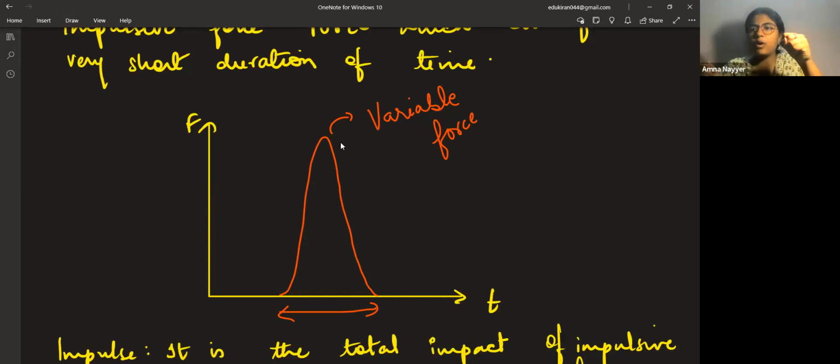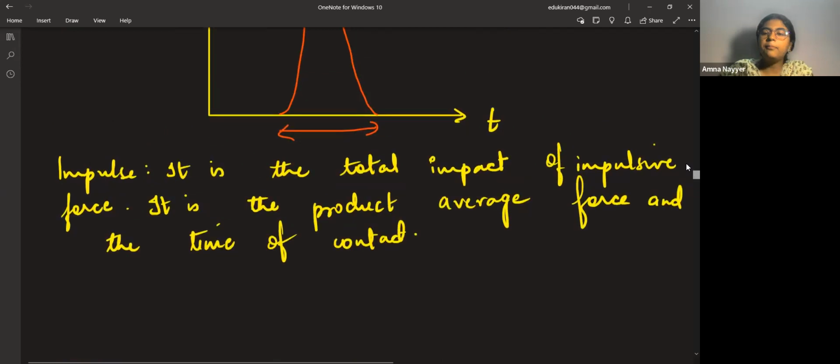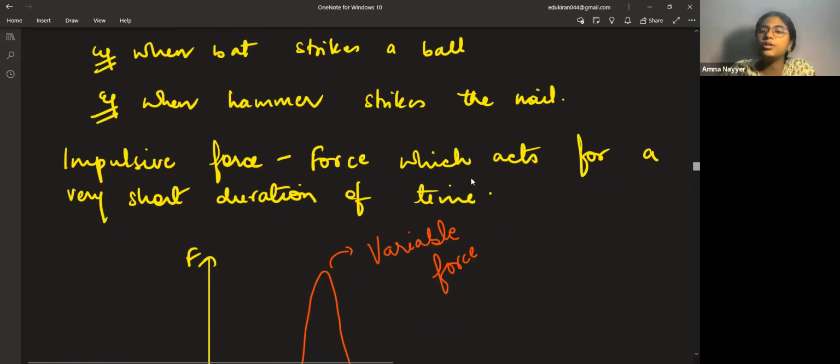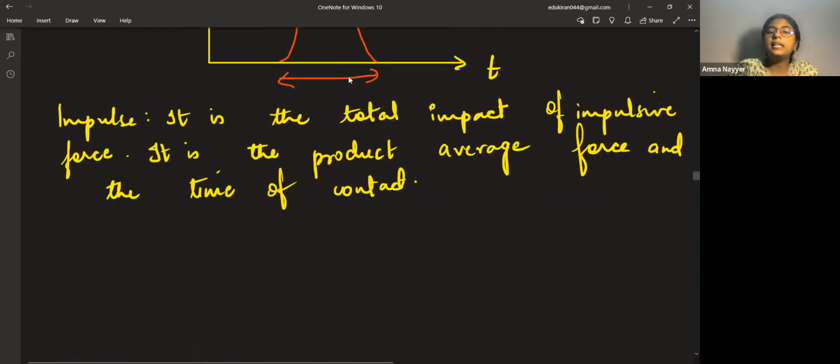Like when the ball was hit with the bat, when the bat and ball touched each other, the contact force occurred for a very short duration of time and the ball then changed and deviated. All right. So impulse is what? When a bat strikes a ball, when a hammer strikes a nail, it is an impulsive force, a force which acts for a short duration of time. Impulse is the total impact of the impulsive force. It is the product of average force and time of contact.